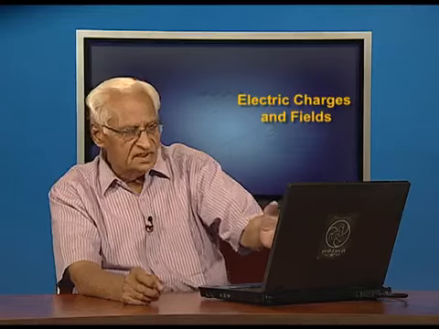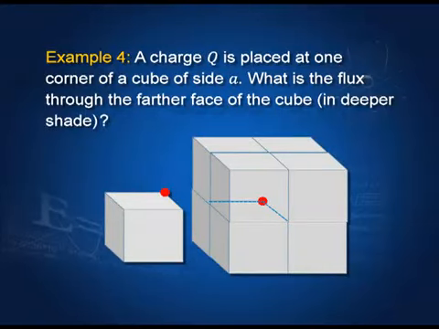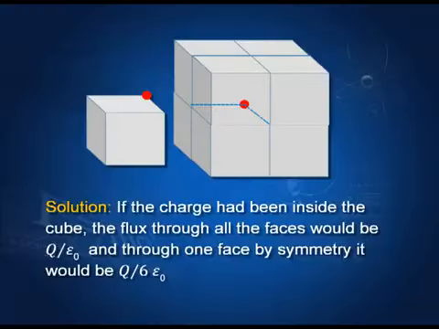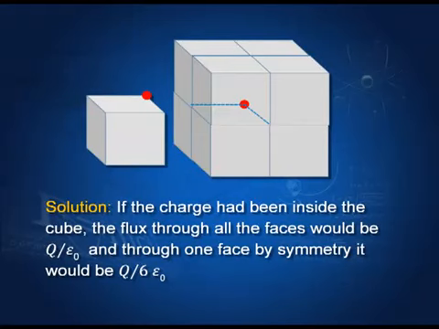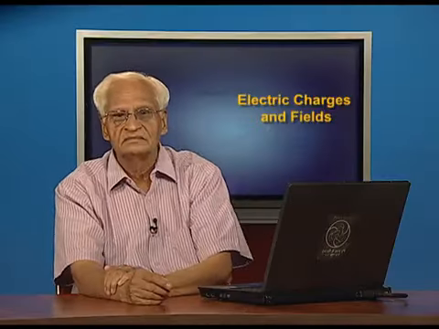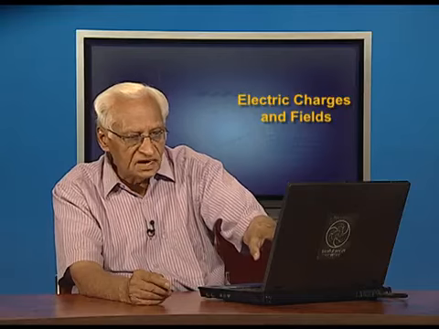This is a very tricky situation. We have a cube here, and the charge q is placed on the corner of the cube, and we are asked to find out the flux through the farther surface of the cube, through this surface. Now, how do we do that? The charge is not inside, the charge is placed on the corner. So, what do we do? What we do is, we embed this charge inside a cube of twice the side. We erect 8 cubes instead of 1, and now this charge is inside this.